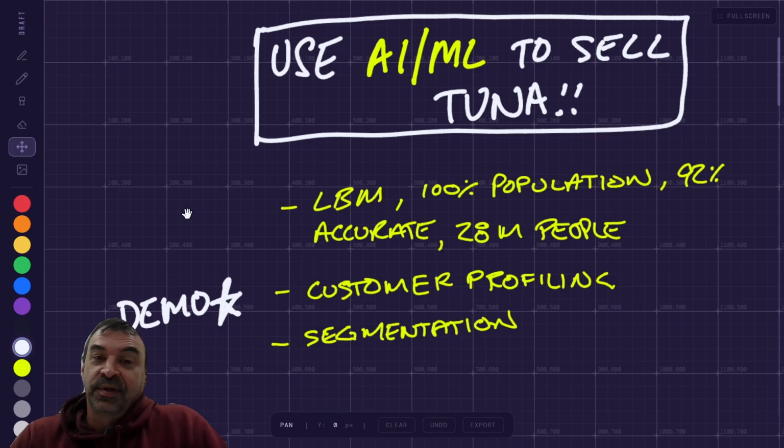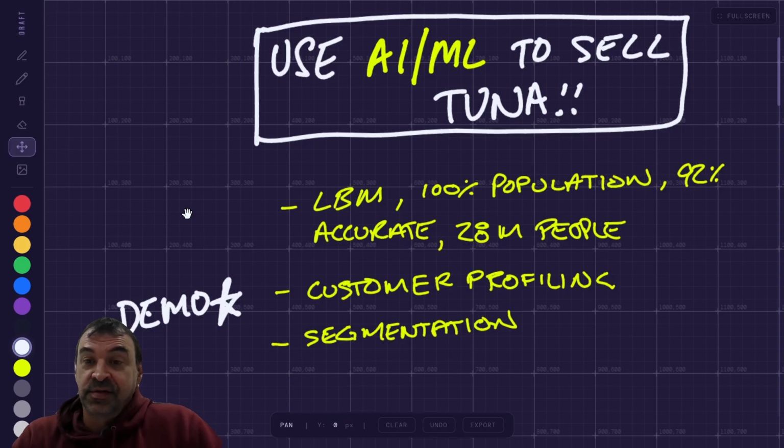So today I'm going to show you how to sell tuna using AI and machine learning. Wattle Labs has created a large behaviour model of the Australian population. This covers 100% of the population, that is all 28 million people. We have been verified to be 92% accurate with all our predictions, which is 60 predictions per person.